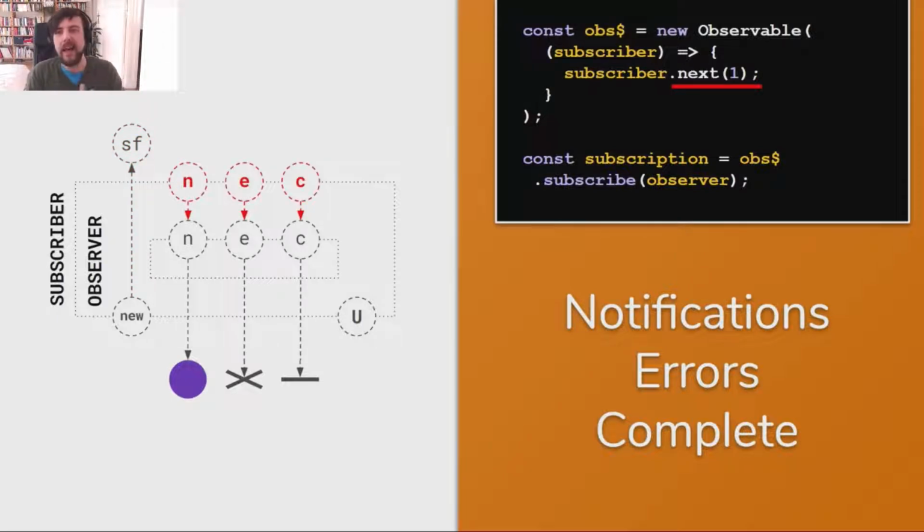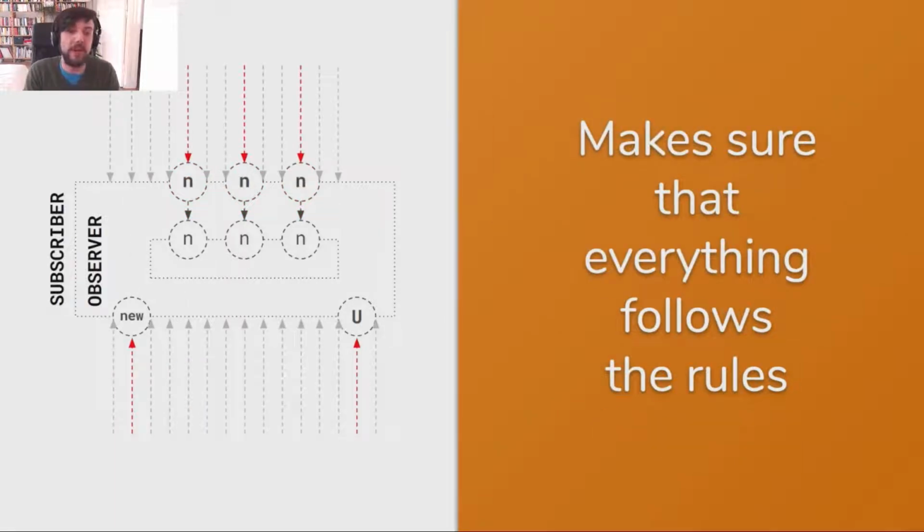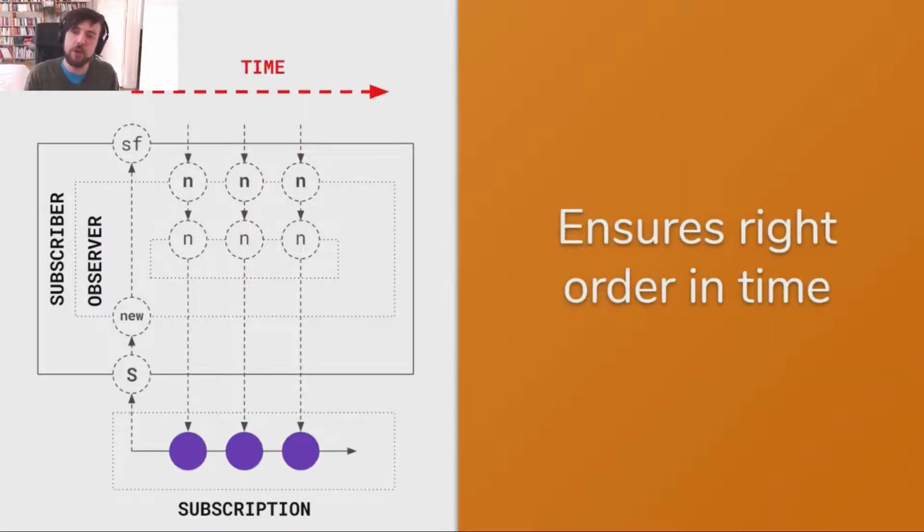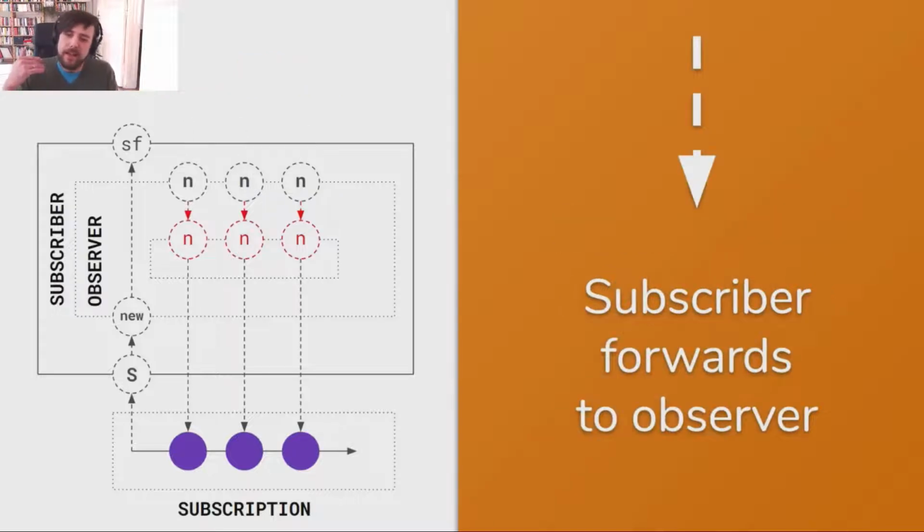Pretty cool. And then I can call next, error, and complete on my subscriber. And my subscriber makes sure that everything follows the rules, that every call is the right one. And if I have odd calls, as we can see here in gray, they will just not run. So they ensure the right order in time, I could say. And they help us to receive all those values, and they forward, of course, the values to the observer.